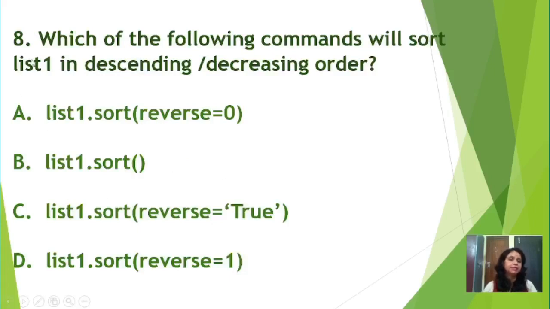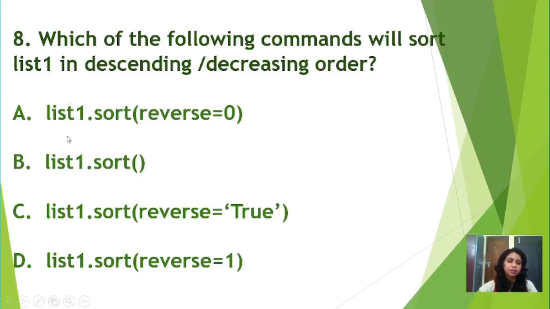Question number 8 says, which of the following commands will sort list 1 in descending or decreasing order, right students? So if you have one list variable having some elements, and now you want to sort the elements of the list in decreasing order or descending order. So let us do the question practically.